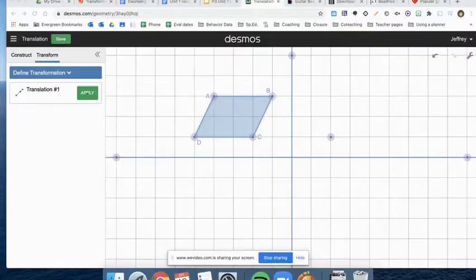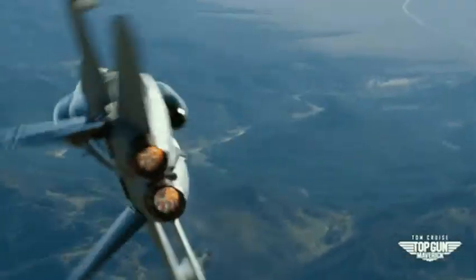A translation moves an object, like a shape, from one point to the next. The shape remains congruent while being translated. Examples of a translation in real life could include the movement of an aircraft across the sky.